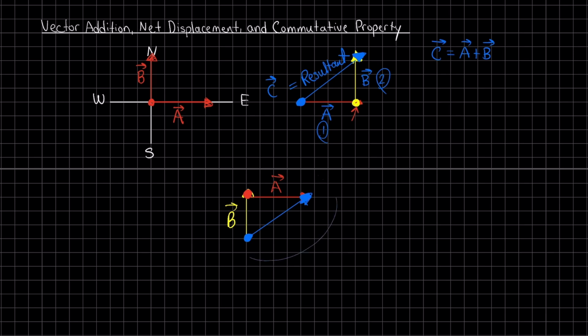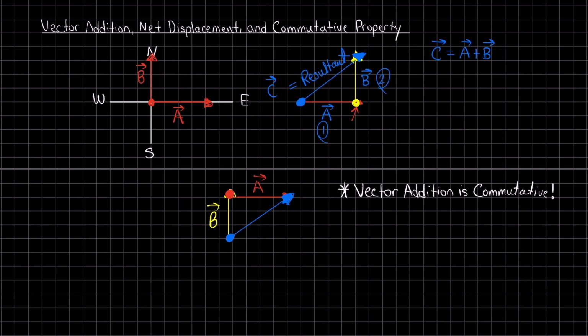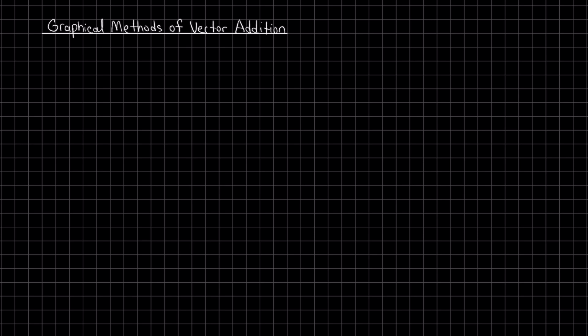If I notice, these two vectors overlap themselves identically, meaning I get the exact same answer whether you go east first and then north, or north first and then east, your total displacement is the same. This is the commutative property of vector addition. Now that we understand vector addition, let's look at two ways to add vectors graphically: the tip-to-tail method and the parallelogram method.